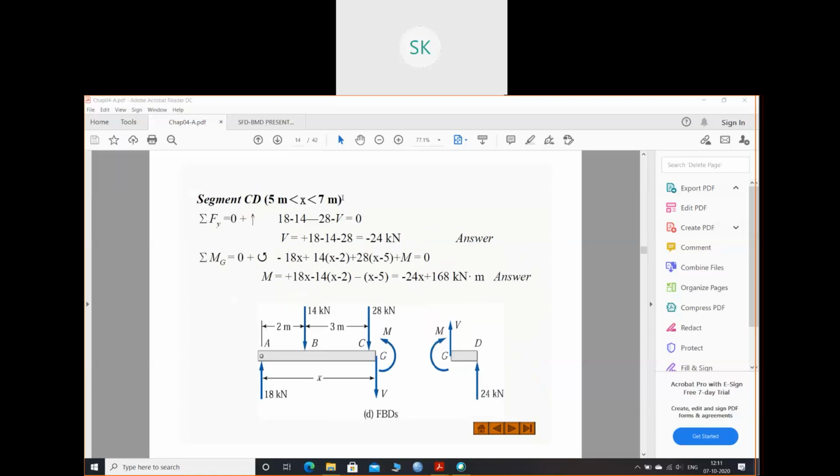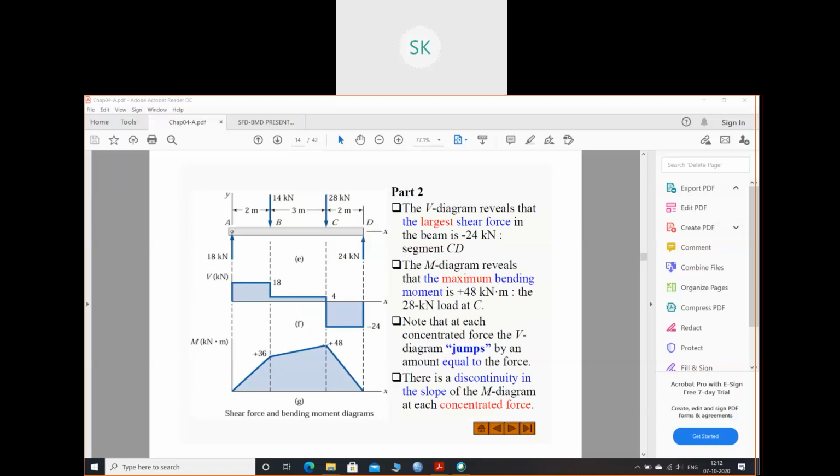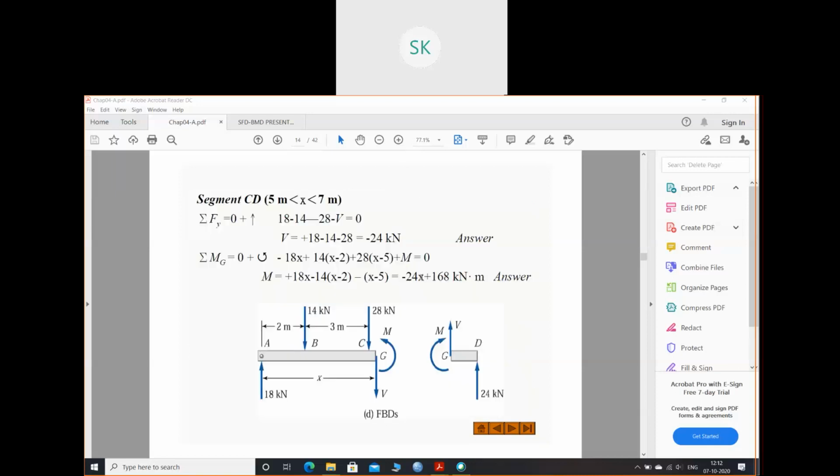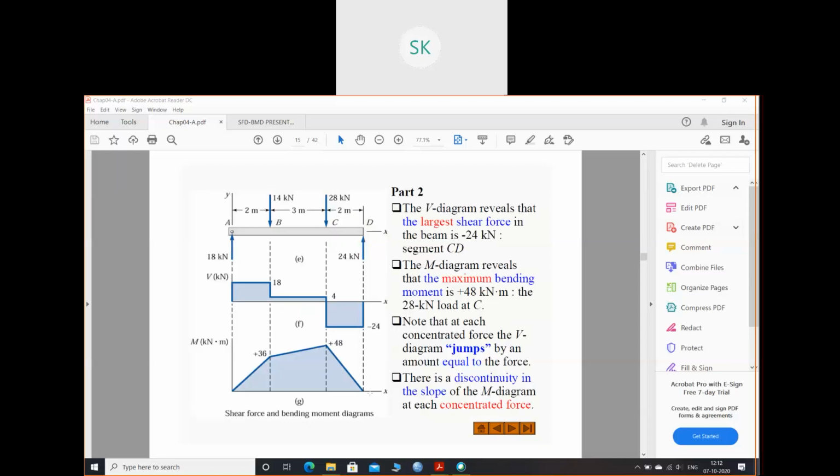Then I'll move to the second. If I place 5 in this equation, I'll get 48, same value. That's why 48. And if I put the value 7 here, I'll get 0. So this is the 0. So join the dots, you'll get the bending moment diagram.